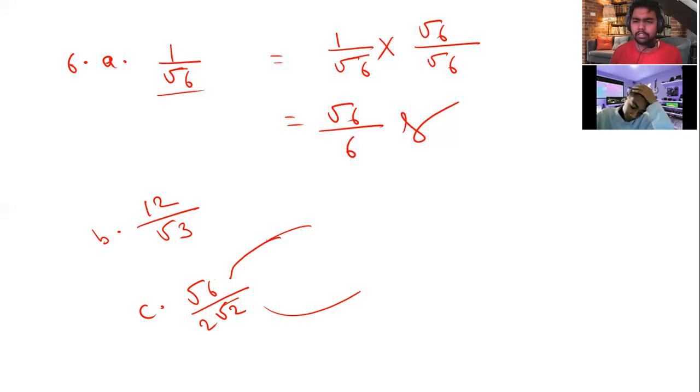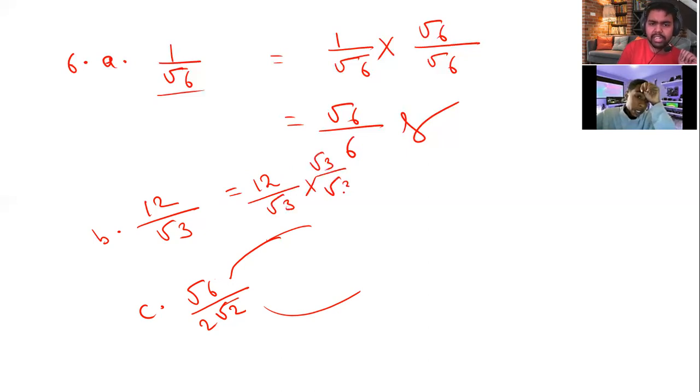So what is your answer? For B, yes. What is your answer? I did 12 over root 3, multiplied by root 3 over root 3. Means you wrote like that. You multiplied both numerator and denominator by root 3, right?